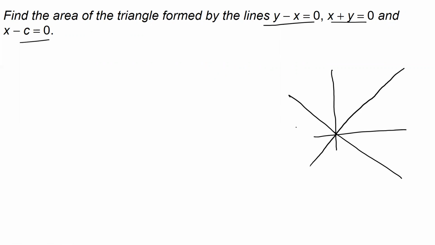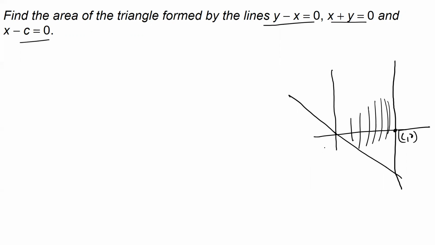And x minus c means x is equal to c is a line parallel to the y-axis and at a distance of c units. So it should look something like this. All right, line parallel to the y-axis, and suppose this is the point c comma 0. All right, so we need to find out the area of the triangle formed by these three lines. So what you need to do, first of all, find out the point of intersection of all these lines. So to find out this point, we need to solve these two equations. Y minus x is equal to 0 and x is equal to c.